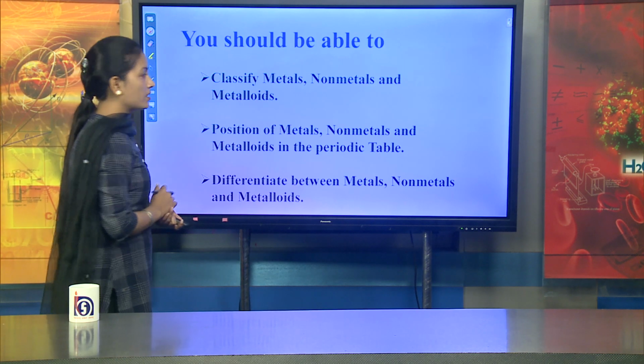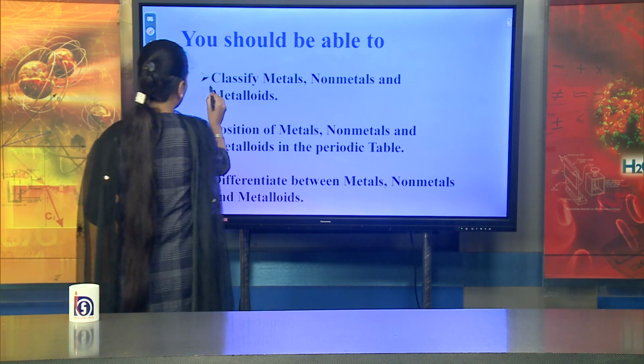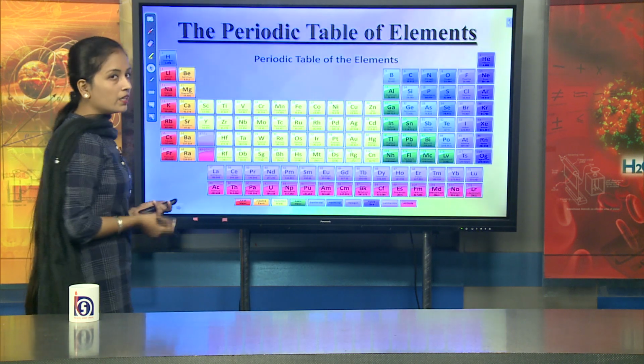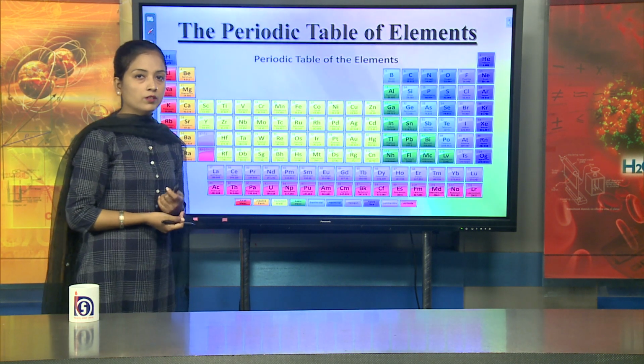After completing this session, you will be able to understand how to classify metals, non-metals and metalloids. You can understand the position of metals, non-metals and metalloids in the periodic table, and you can differentiate between metals, non-metals and metalloids. So here is the periodic table on your screen.